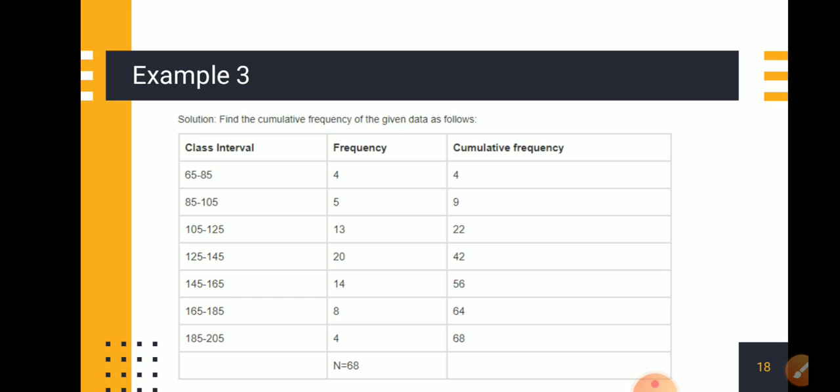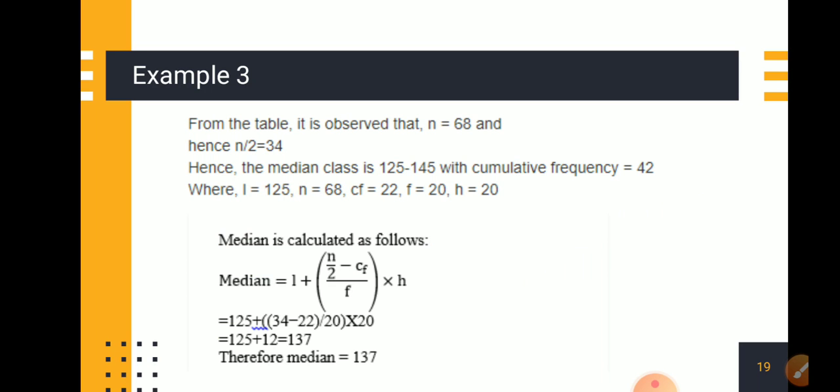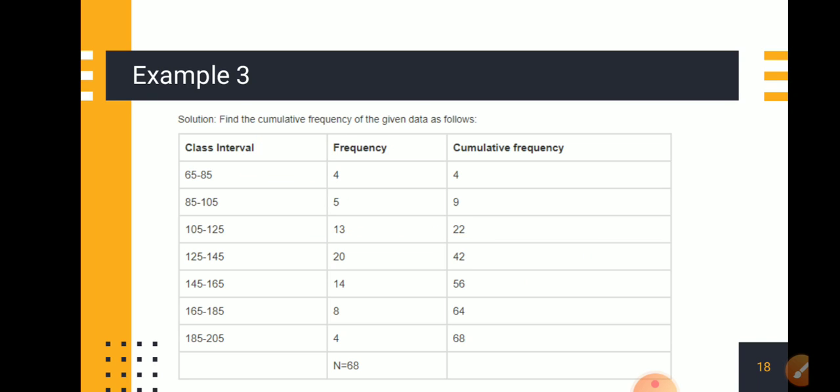Let us take out first the median, for which we need to take out the cumulative frequency. Total is 68, which is n. So n by 2, when we do, we get 34. Now 34 will fall in the median class. 34, you see, will fall in the 42 bracket, which will be in the median class 125 to 144.